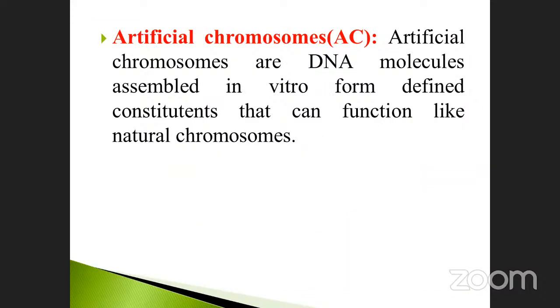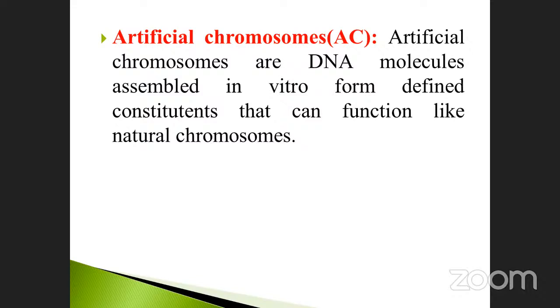The last one is artificial chromosomes. What is an artificial chromosome? Artificial means man-made chromosome; we can construct our own genes like chromosomes. Artificial chromosomes are DNA molecules assembled in vitro with a defined constitution that can function like natural chromosomes, because the structure is constructed in the lab. A man-made chromosome is called an artificial chromosome, but it behaves like a natural chromosome, and is mostly made within the lab, in vitro conditions only.